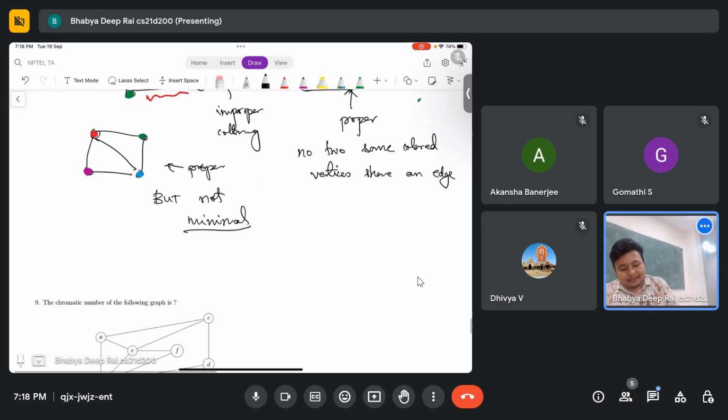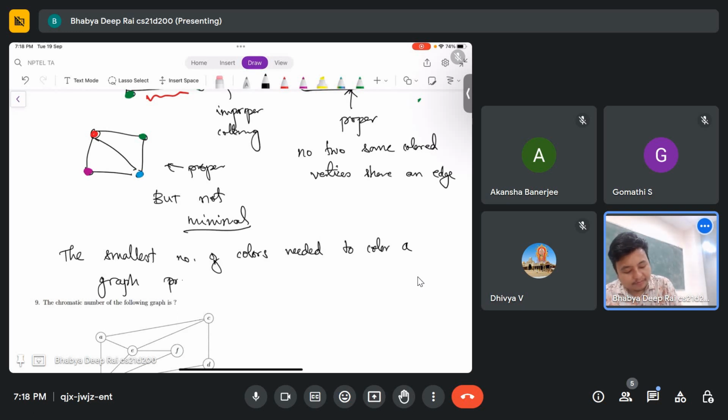Okay, so the smallest number of colors needed to color a graph properly, proper coloring, meaning no two adjacent vertices are the same color, is called the chromatic number, also shown by chi of G.